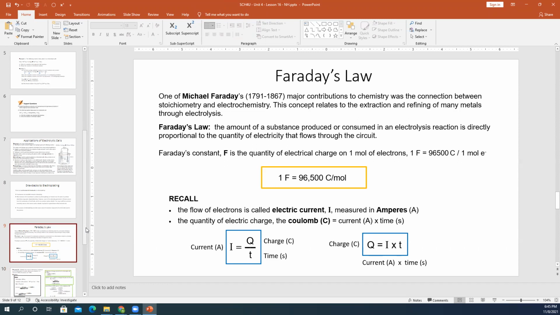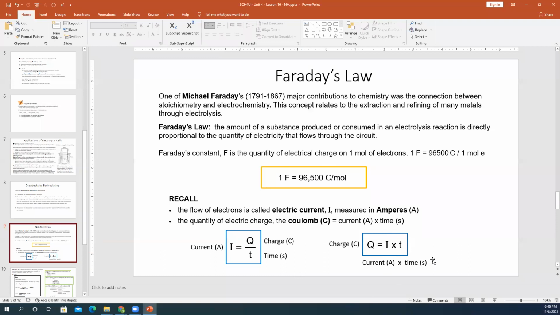Now let's talk about Faraday's law. Michael Faraday made a major contribution to chemistry by making the connection between stoichiometry and electrochemistry. And this concept relates directly to the extraction and refining of many metals through electrolysis. So what is Faraday's law? The amount of substance produced or consumed in an electrolysis reaction is directly proportional to the quantity of electricity that flows through the circuit. So what does that mean?